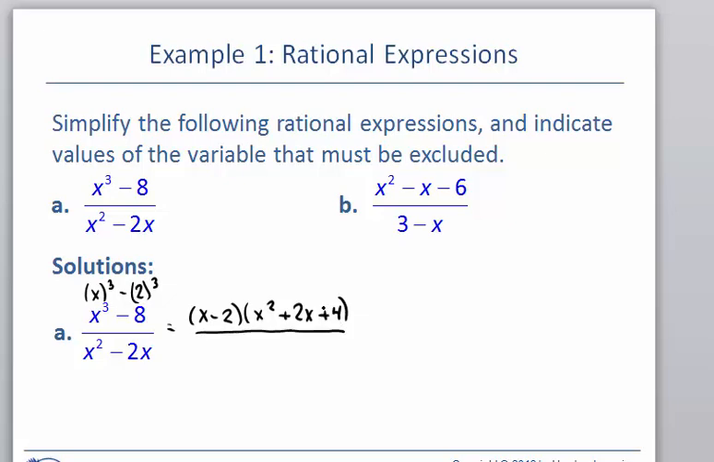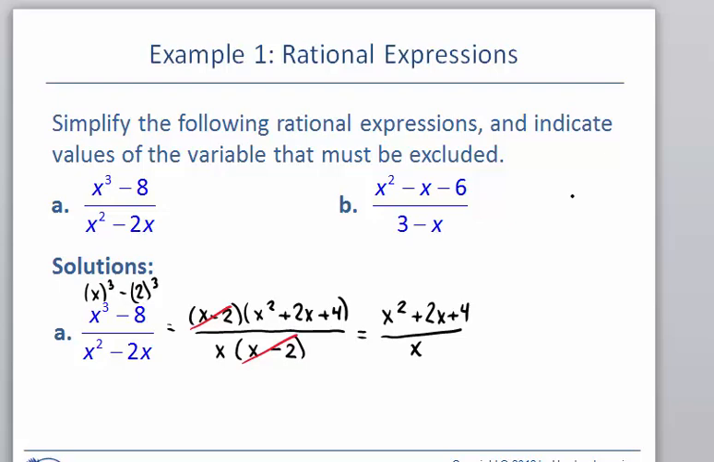When I look at the denominator of the fraction, I notice that there's a common factor to both the x squared and the 2x. So I can pull out an x out of both of those terms. So x times x to make x squared, and x times negative 2 to make negative 2x. Once our rational expression is completely factored, we can see that the x minus 2 is a common term in both the top and the bottom of the fraction, and so it can be canceled out, which leaves our final answer as x squared plus 2x plus 4 divided by x. And so that is our rational expression simplified.